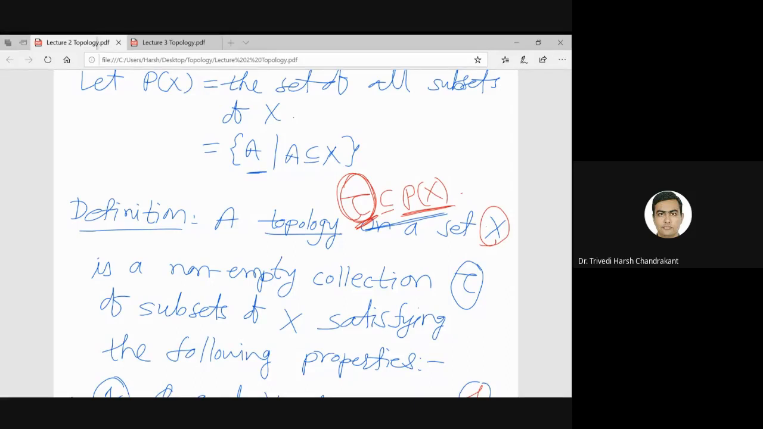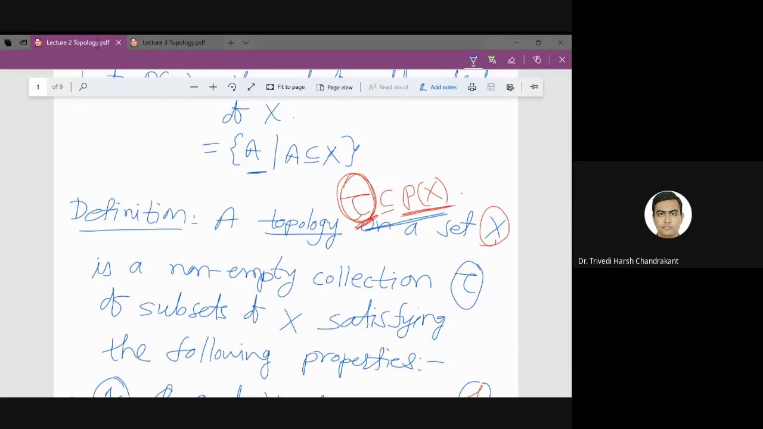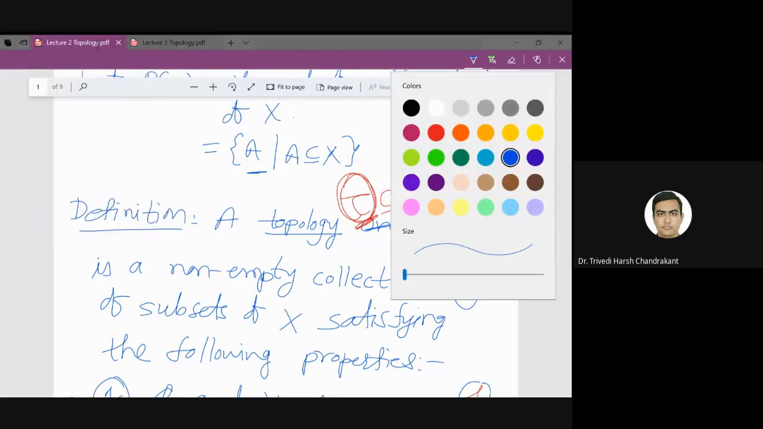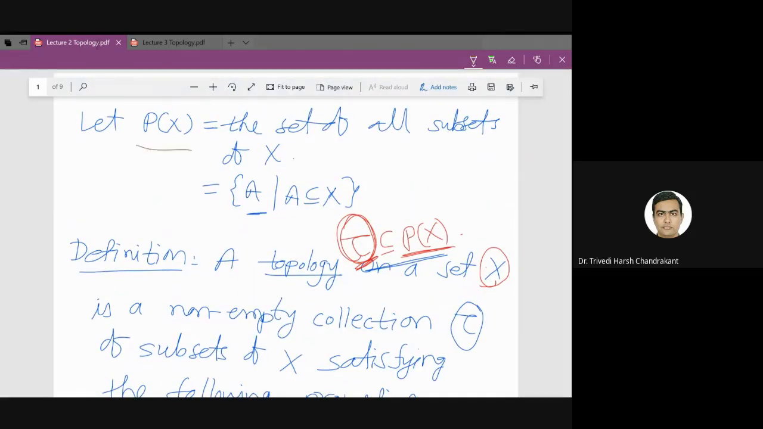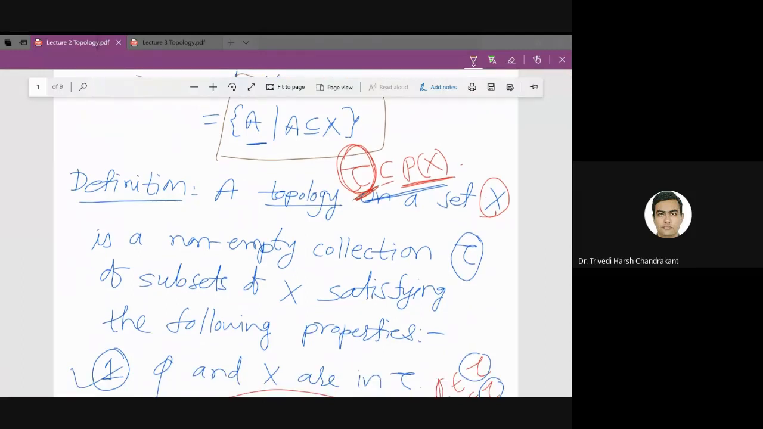Good afternoon. So let us revise the definitions and some of the examples we discussed in the last lecture. In the last lecture, we defined the definition of topology. So first of all, what is power set of X? That is the set of all subsets of the given set X. Now, what is topology? Topology is a subset of power set of X, right?